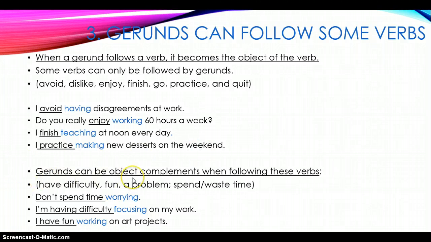Now, gerunds can be object complements when following these verbs, like have difficulty, fun, or a problem, like spending or wasting time. Here are some sentences. Don't spend time worrying. Worrying is the gerund, and it is the object complement to this verb phrase, don't spend time. I'm having difficulty focusing on my work. Focusing is the gerund. Having difficulty is the verb. I have fun working on art projects. Working is the gerund. Have fun is the verb.